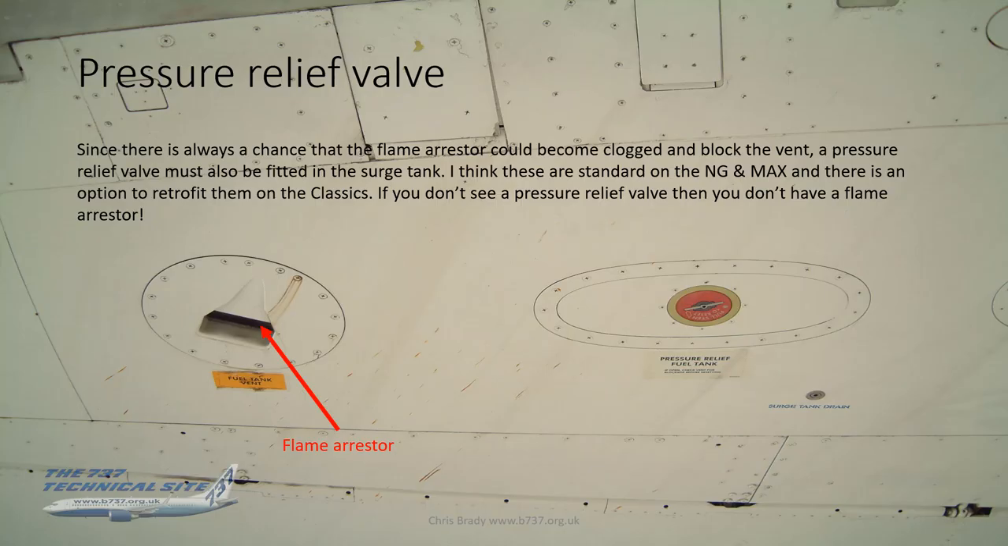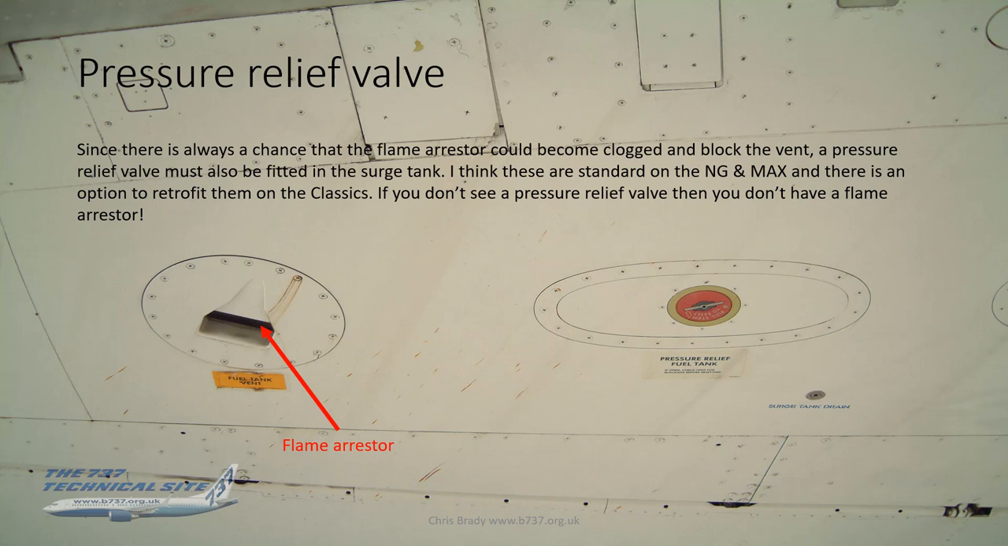Now, that gauze, you can think of it, if you like, as similar to quite a wide gauge filter. Any filters, of course, can become blocked, and if they become blocked, the vent becomes blocked, and you lose all of those reasons for having the vent that I listed a couple of slides back. So what you need, if you've got a flame arrestor fitted on your aircraft, is a pressure relief valve, and that's what you can see just inboard of the vent there, shown in red. And that is also going into the surge tank.